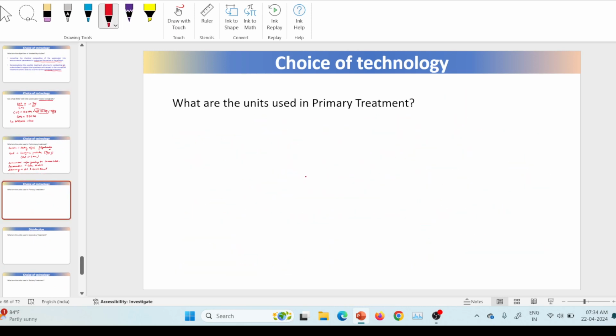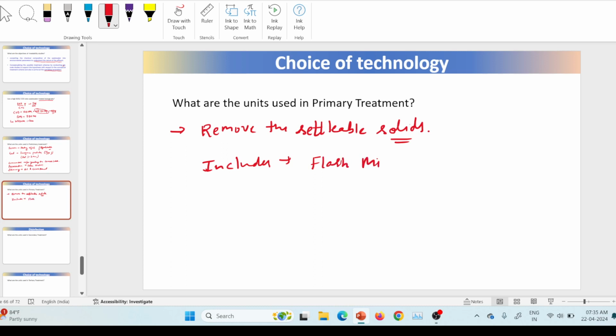Now we will talk about primary treatment. So what are the primary treatments? Primary treatment is to remove the settleable solids. It includes flash mixer, flocculator, and sedimentation.